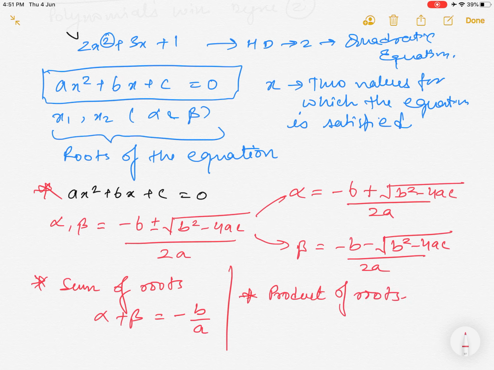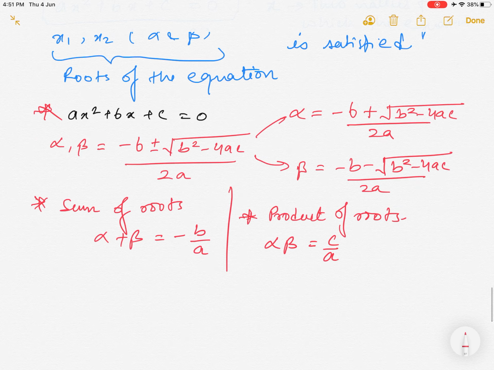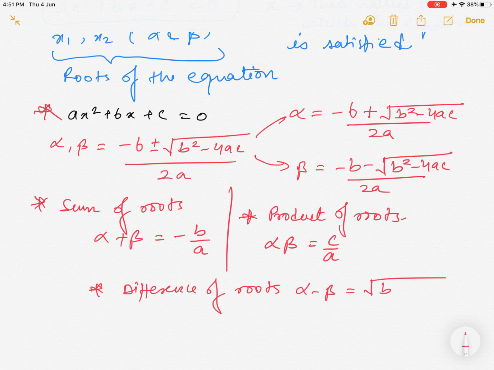Now if I ask you what's the product of roots, then the product of roots, alpha into beta, can be written as c by a, right? You can do these calculations by yourself. Product of roots can be written as c by a. And if I ask you what's the difference of roots, that's the last thing we have, difference of roots, that is alpha minus beta, this can be written as root of b squared minus 4ac divided by a.